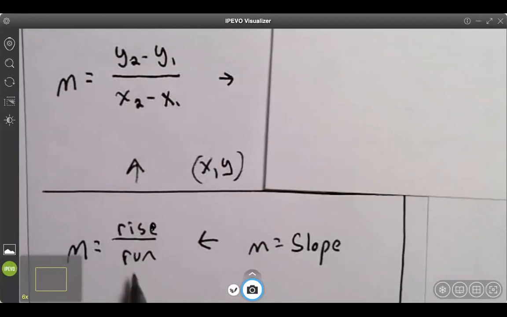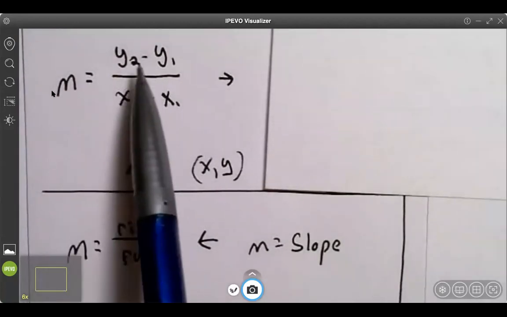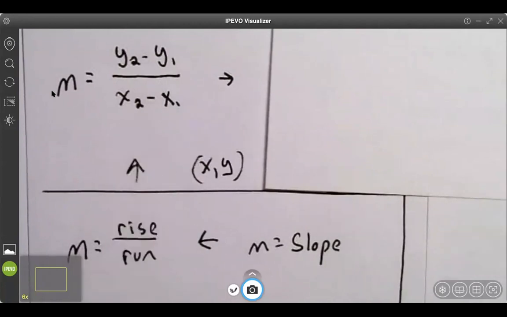Rise over run is generally used when we're looking at graphs like the few examples I just showed you, and we'll get to those again later. What we're going to do right now is this equation, m, meaning slope, equals the difference in your y's over the difference in your x's. Slope is the difference in your y's over the difference in your x's.